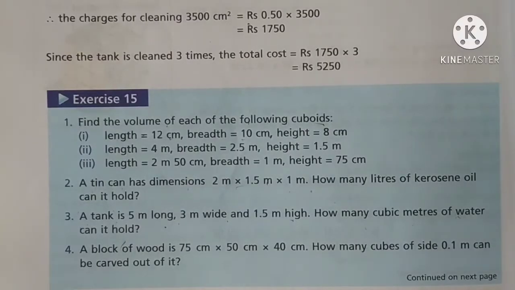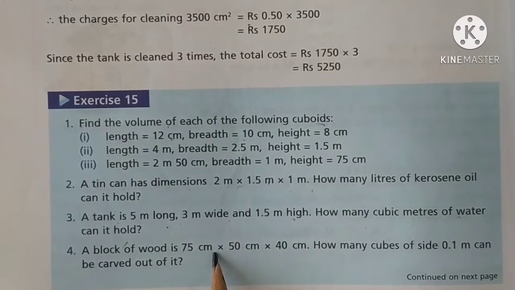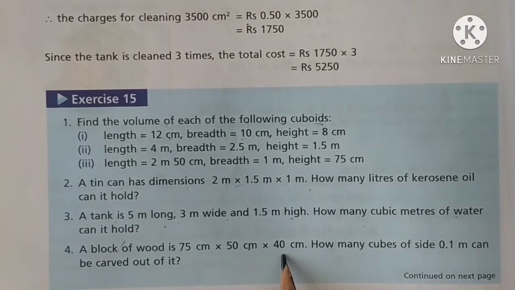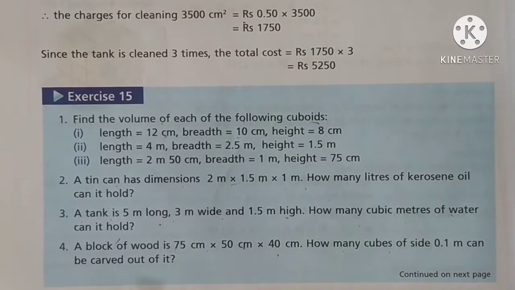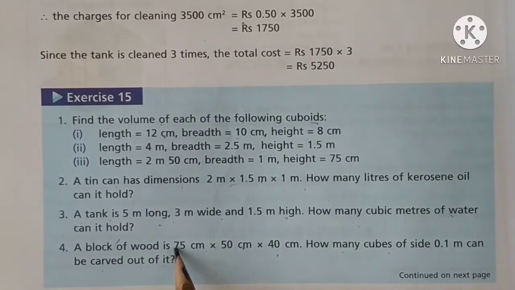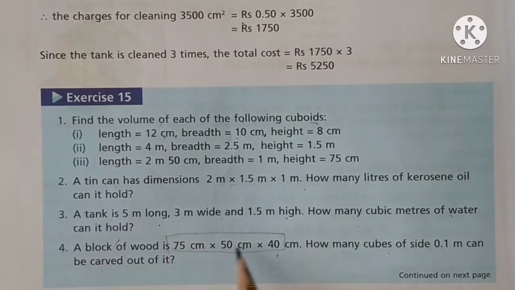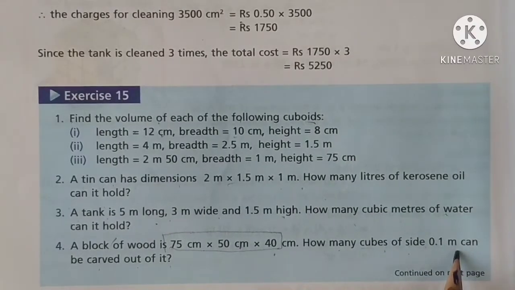Okay students, the statement of question number 4 is: a block of wood is 75 centimeter multiplied by 50 centimeter multiplied by 40 centimeter. How many cubes of side 0.1 meter can be carved out of it? These are the dimensions: length, breadth and height. And we will find in this question how many cubes of side 0.1 meter.